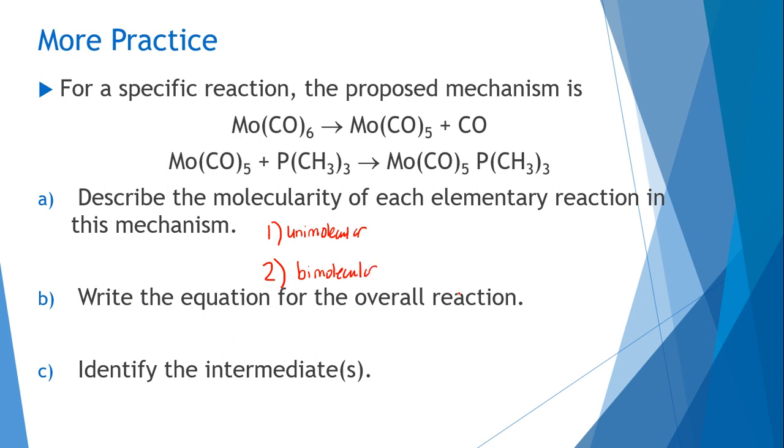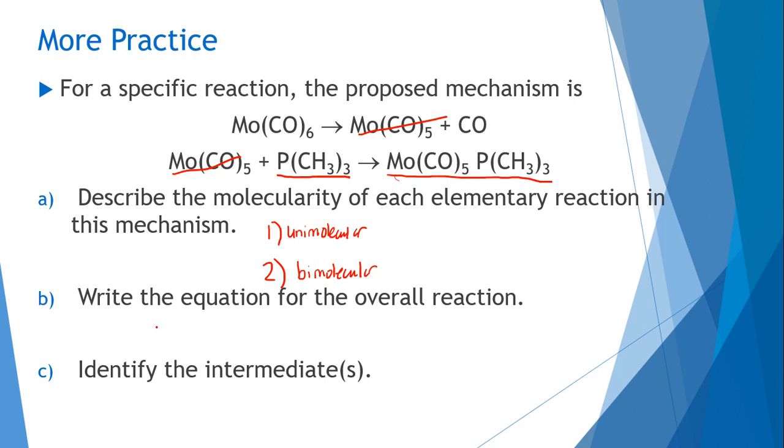Next, it says write the equation for the overall reaction. So we're going to cancel what is the same on both sides. Here, MoCO5 is the same, MoCO5 is the same. Now, some people might actually cross out PCH3 and then PCH3, but you cannot. This is a single reactant. This, however, is one big compound. There's no positive. It actually forms a huge compound there. So we can't cancel them out because they're not the same.